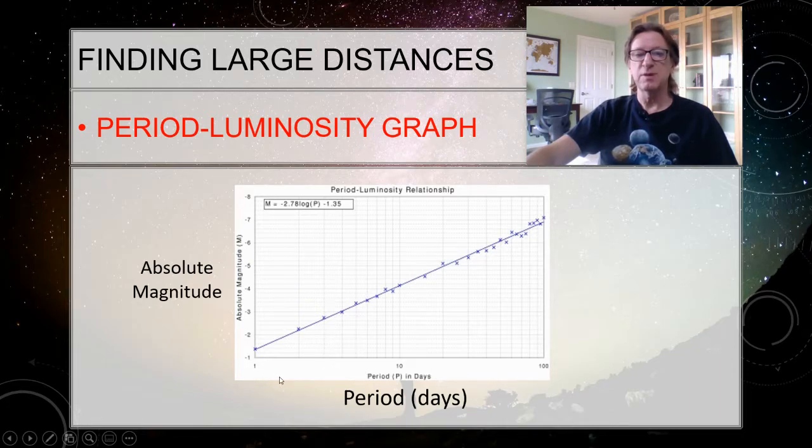This is a logarithmic graph. So this is 1, 2, 3, 4, 5, 6, 7, 8, 9, 10. But then this is 20, 30, 40, 50, 60, 70, 80, 90, and 100. So you find the number of days for the period. Let's say that it was 8.5 days. So this would be 1, 2, 3, 4, 5, 6, 7, 8. And I just made that up. So then you come up, see where it hits the line, and then read off the absolute magnitude.